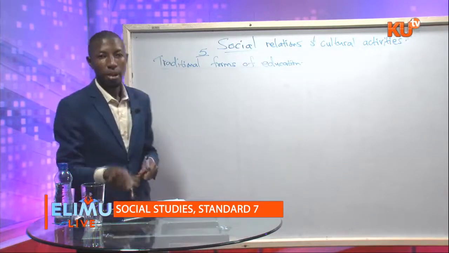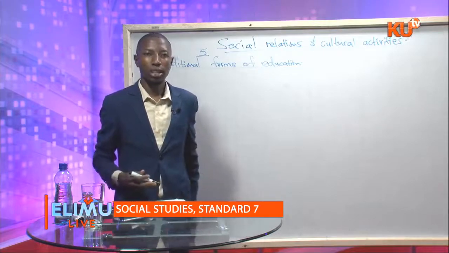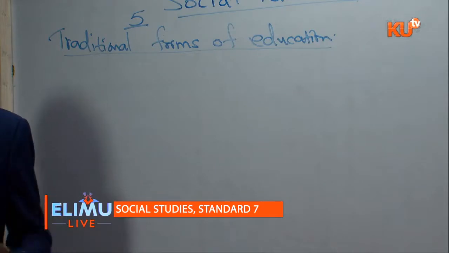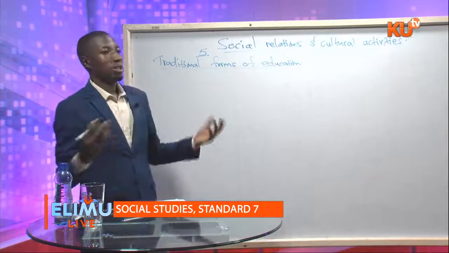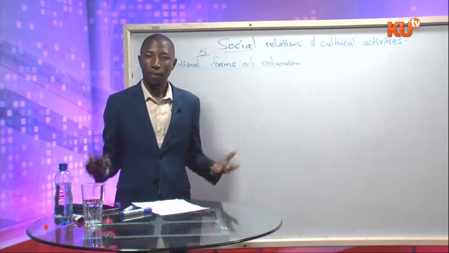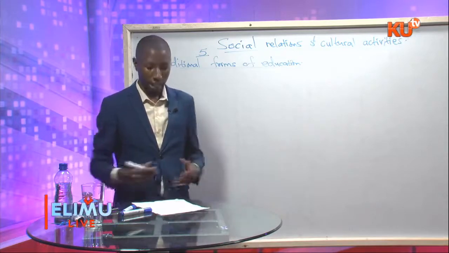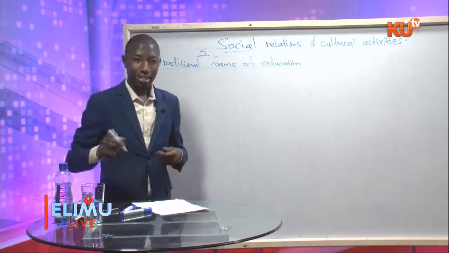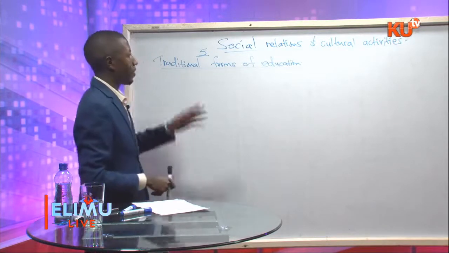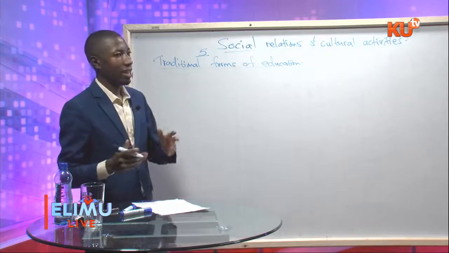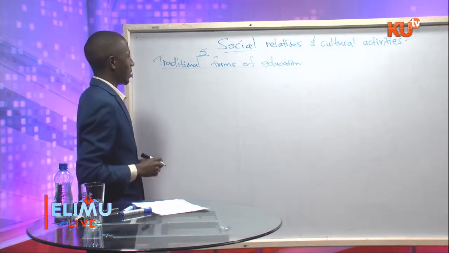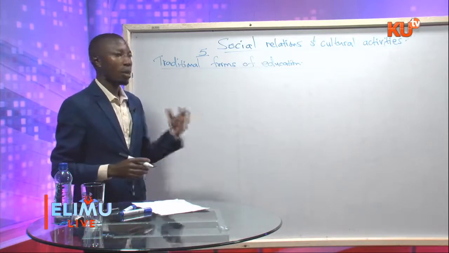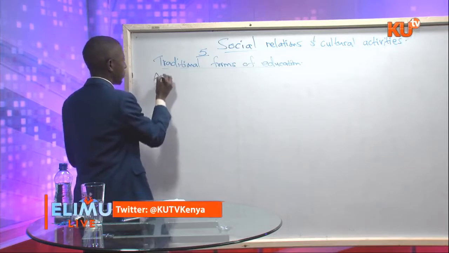Now, education in the past was not formal. So people never used to go to school, okay? And people learned in places like under the trees, in grazing fields, around the fireplaces, and many other places. The traditional forms of education skills could be transferred from one person to another through the following ways. The first way is apprenticeship.